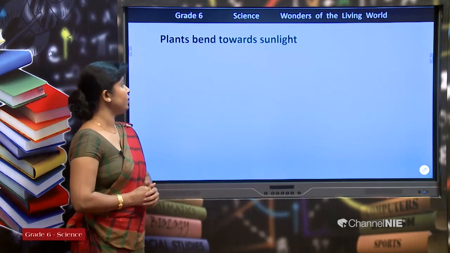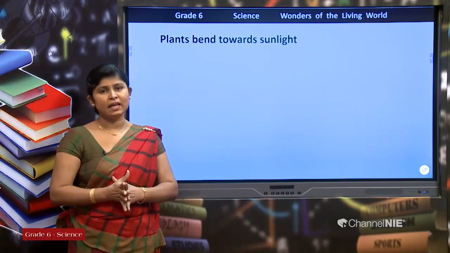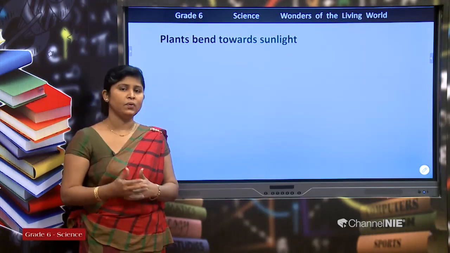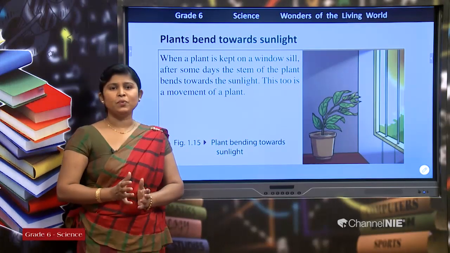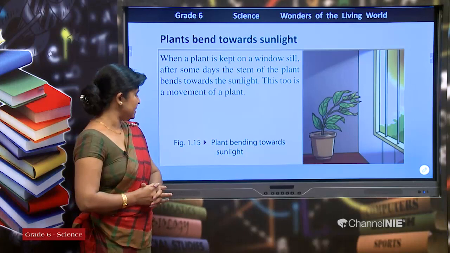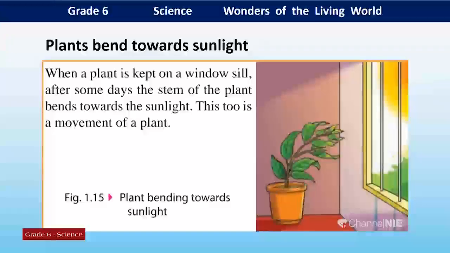Right. Plants bend towards the sunlight, right. You know that the plants can bend towards the sunlight. They have a special ability of bending towards the sunlight. I think you all have got your textbook in your hand. Please have a look at figure 1.15 in your textbook. It indicates how a plant bends towards the sunlight, right. When a plant is kept on a window sill, after some days the stem of the plant bends towards the sunlight. This too is a movement of a plant.